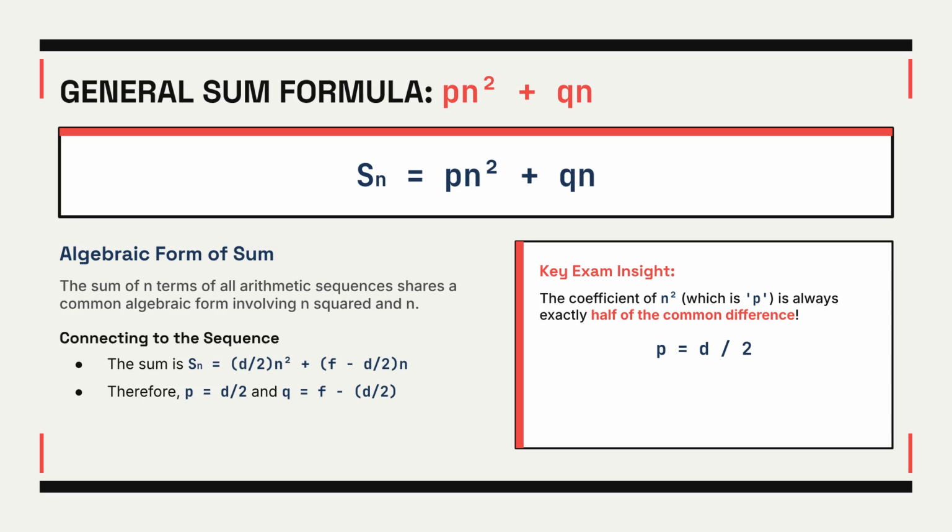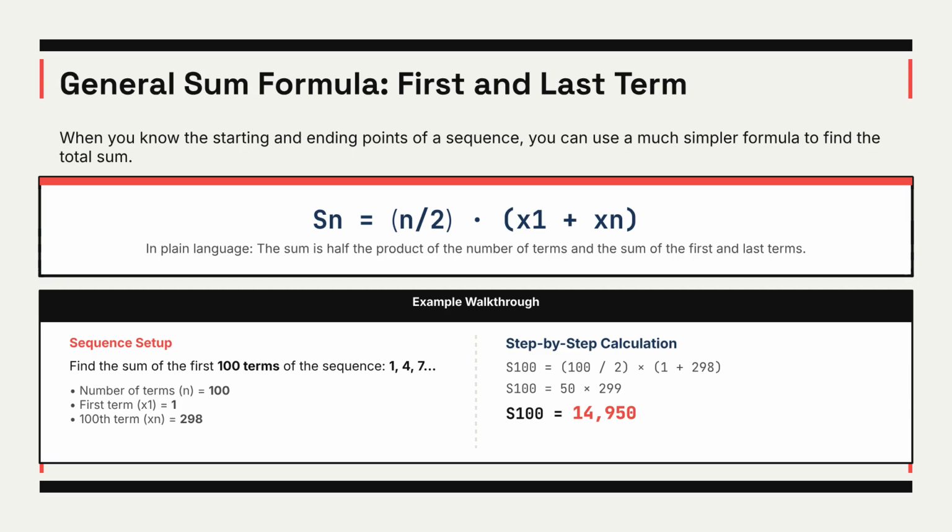The general sum formula is s sub n equals pn squared plus qn. A useful exam insight: the coefficient p is always half of the common difference. When you know the first and last terms of a sequence, you can use a simpler formula for the total sum, n over 2 multiplied by the sum of the first and last terms.